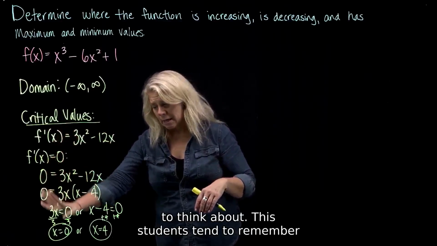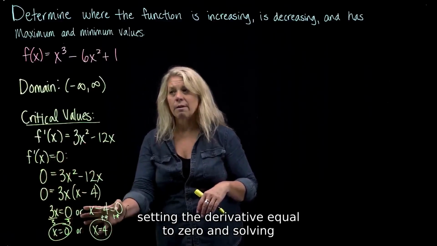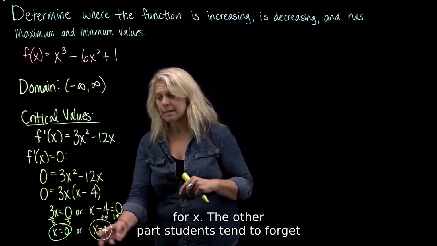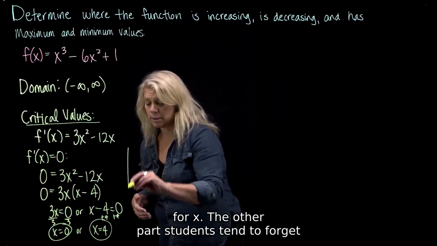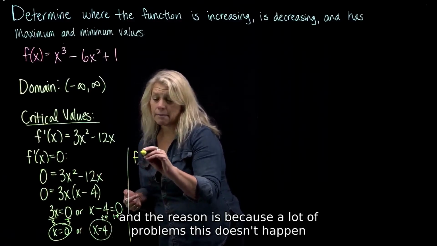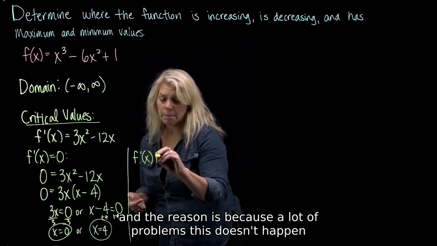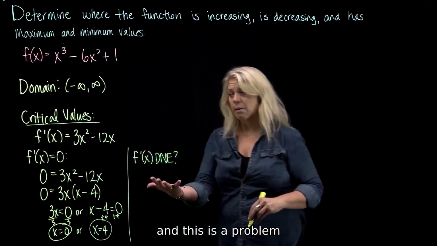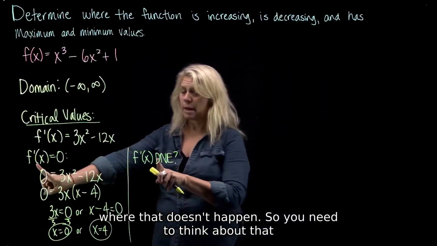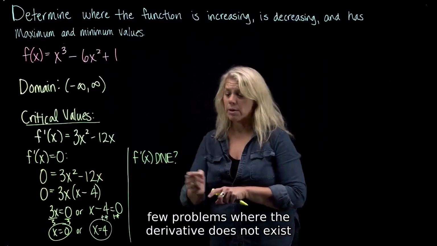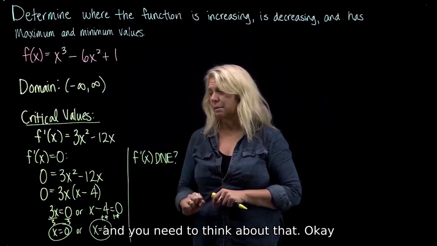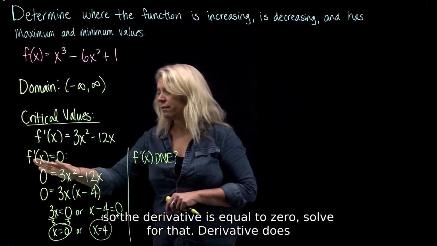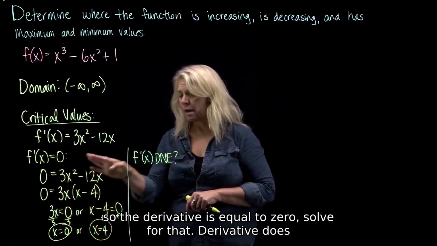Students tend to remember setting the derivative equal to 0 and solving for x. The other part students tend to forget, and the reason is because in a lot of problems, this doesn't happen. And this is a problem where that doesn't happen. But you need to think about that, because there are a few problems where the derivative does not exist, and you need to think about that. Okay, so the derivative is equal to 0, solved for that.